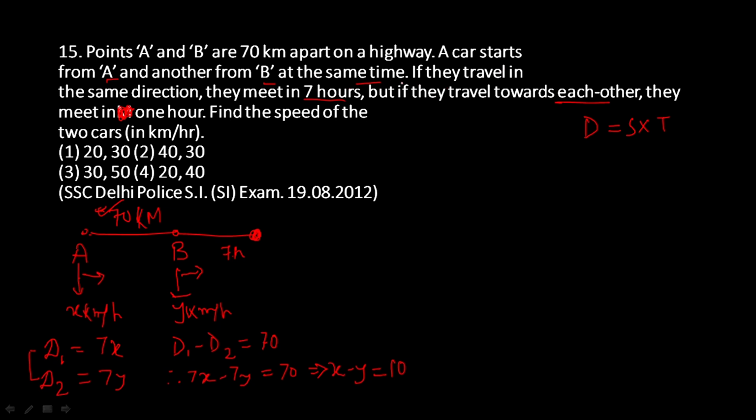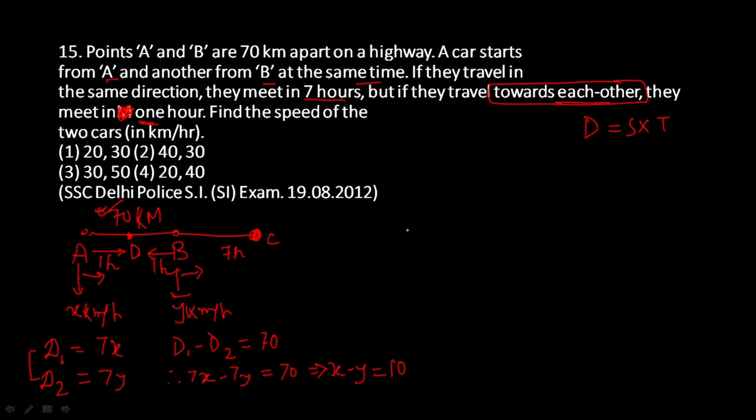In the next condition it says, but if they travel towards each other, so it will be minus. They meet in 1 hour. So in a middle point, suppose it is point C and it is point D. They are traveling for 1 hour each.